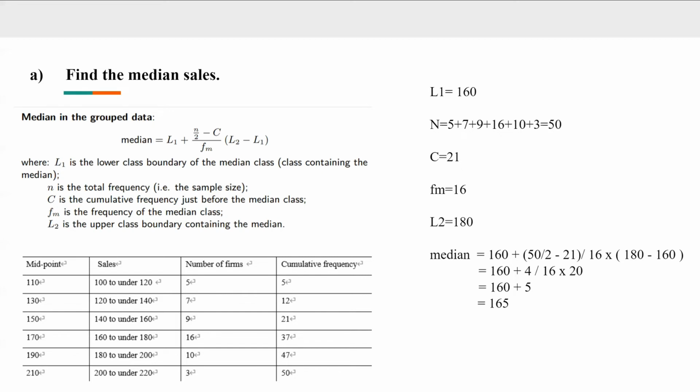C is the cumulative frequency just before the median class. From the figure, we know that it is 21. Fm is 16, which is the frequency of the median class. L2 is 180 because 180 is the upper class boundary. Therefore, by using this formula, we can calculate that the median is 165.